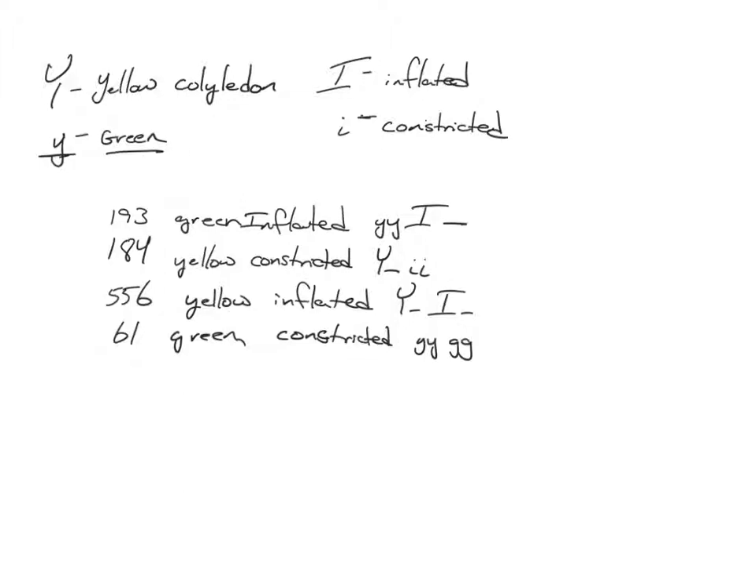Yes, go ahead. Is this supposed to be little I? Oh, little I, yeah. Thank you. All right. You should be able to tell me what the parent's genotype is. Big Y, little y, big I, little I. Right, exactly. Big Y, little y, big I, little I.